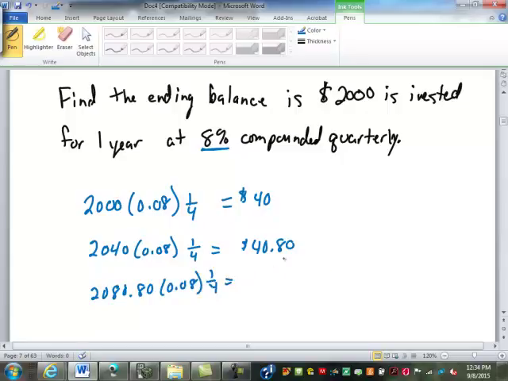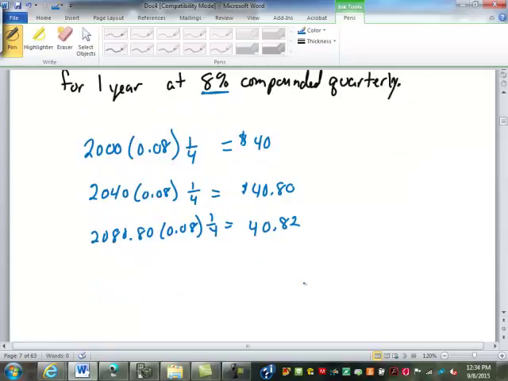Which gives us what? $40.82, right? Correct? Yeah. So that means, no it doesn't. $41.62. Does that look better? So that means we start out now with $2,122.42.